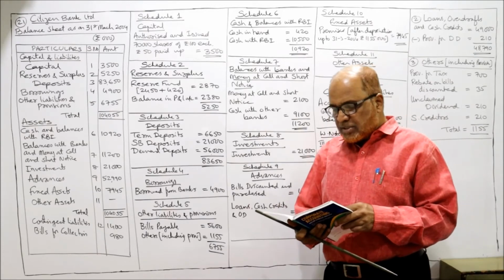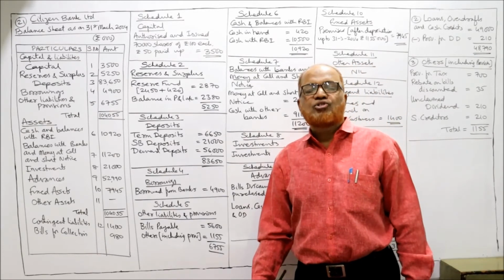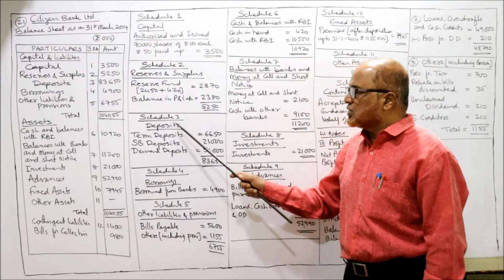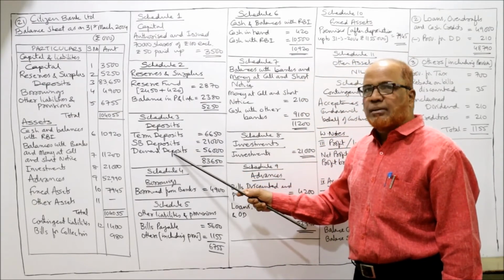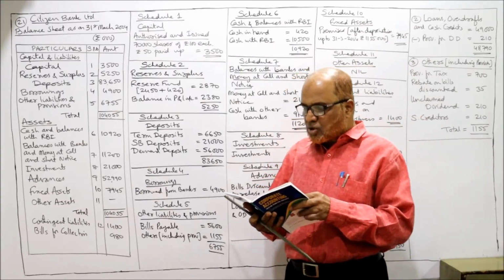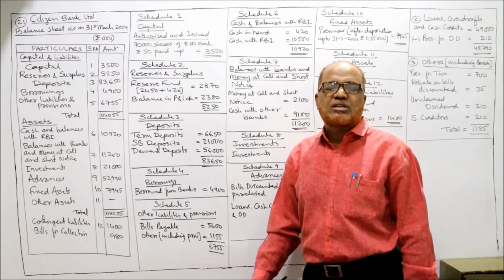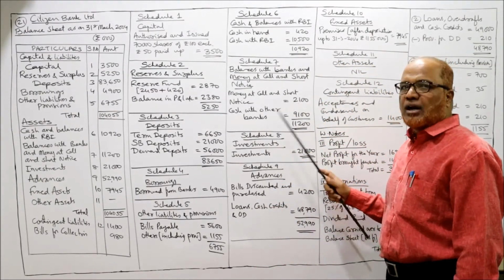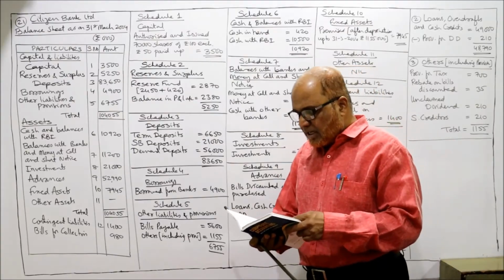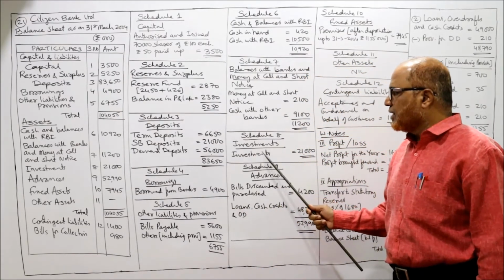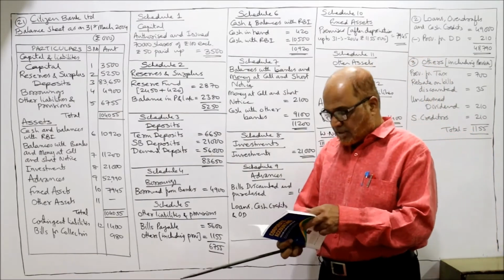Next, term deposit, SB deposit, demand deposit. All 3 deposits will come on schedule number 3, deposits. No adjustment, directly we have taken. Next comes money at call and short notice, 7th schedule, no adjustment, 2100. Then investments at cost, 8th schedule, no adjustment. Investment 21,000, nothing.